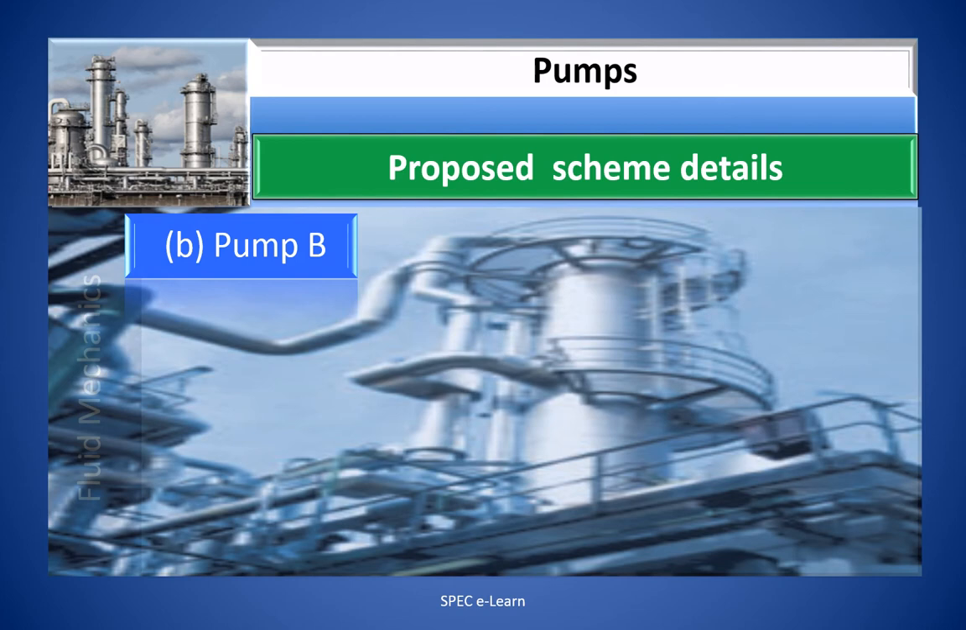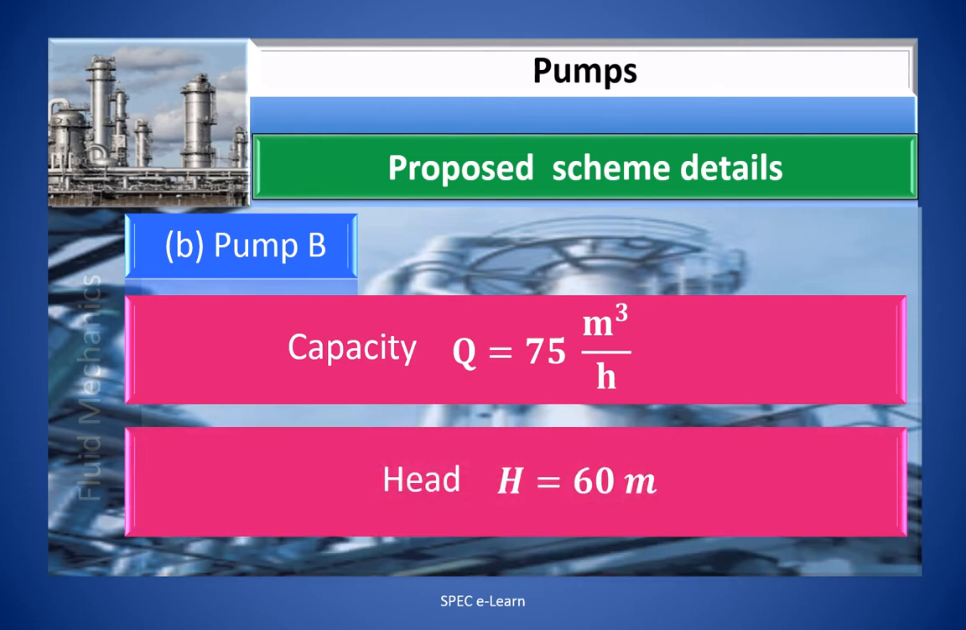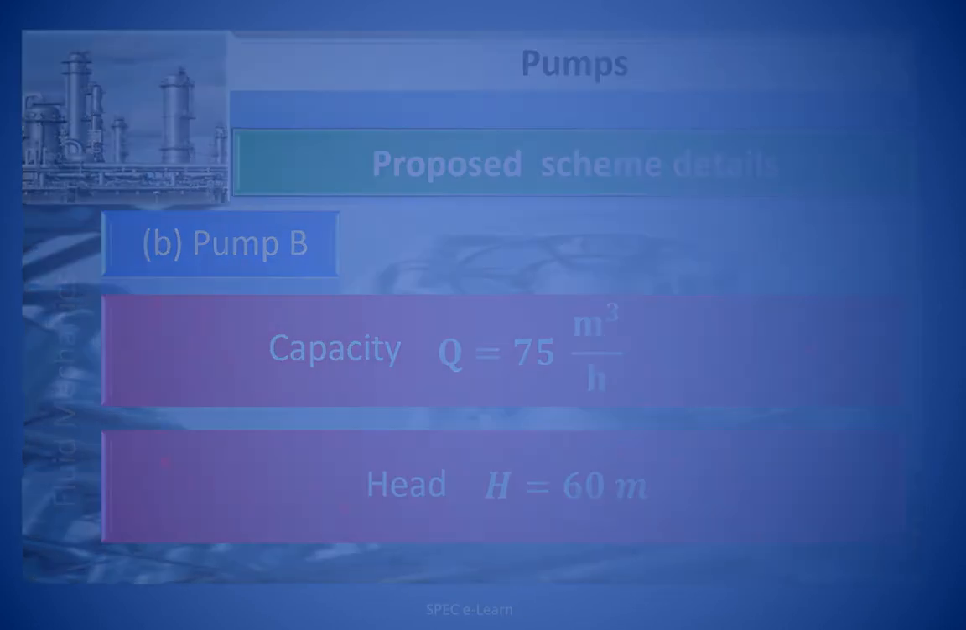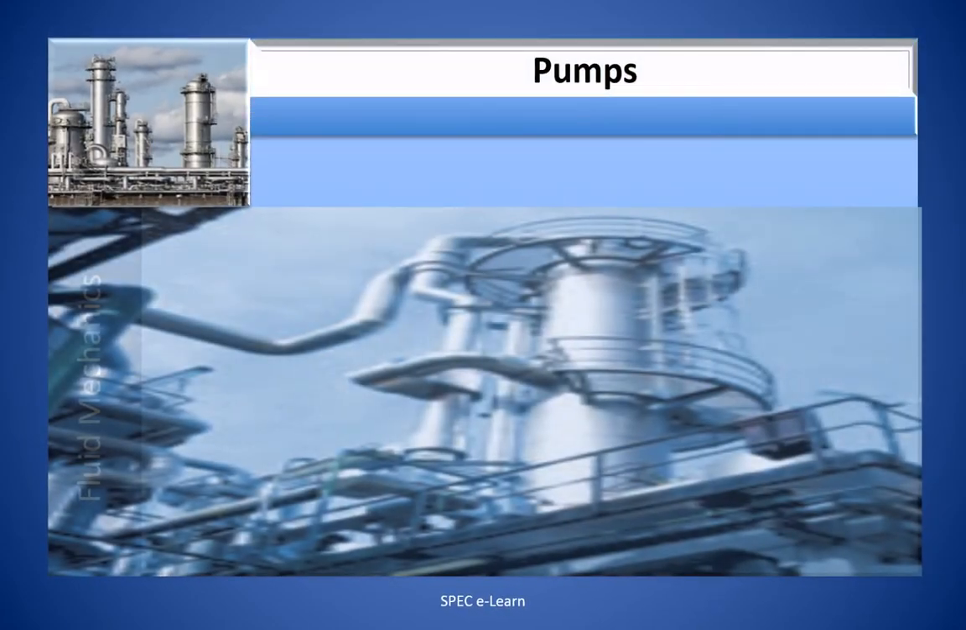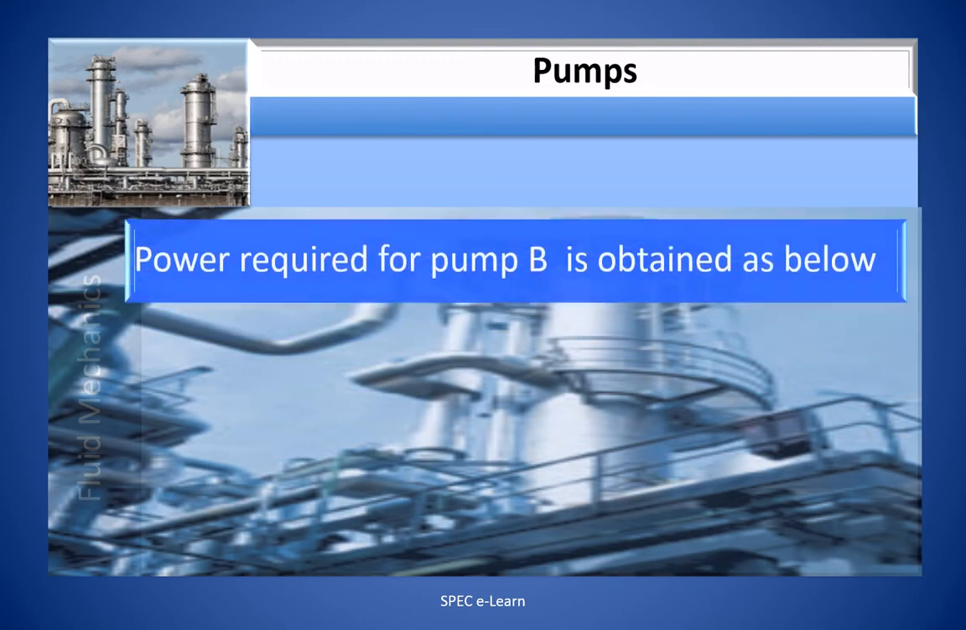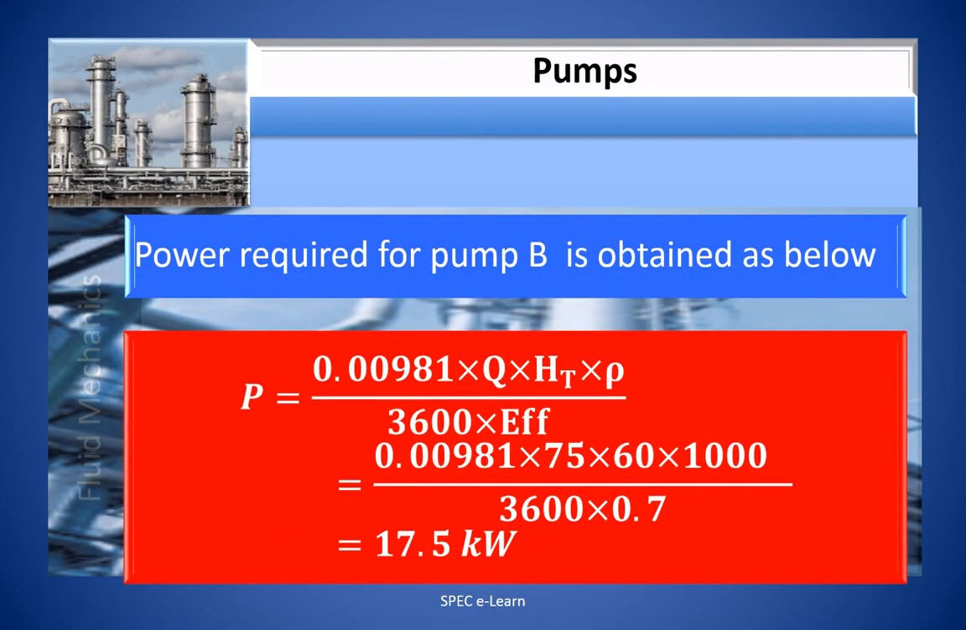Proposed scheme details for pump B: capacity Q equal to 75 cubic meter per hour, head developed H is 60 meters. Power required P for pump B is obtained as below: P equal to 0.00981 times 75 times 60 times 1000 divided by 3600 times 0.7, which works out to 17.5 kilowatt.